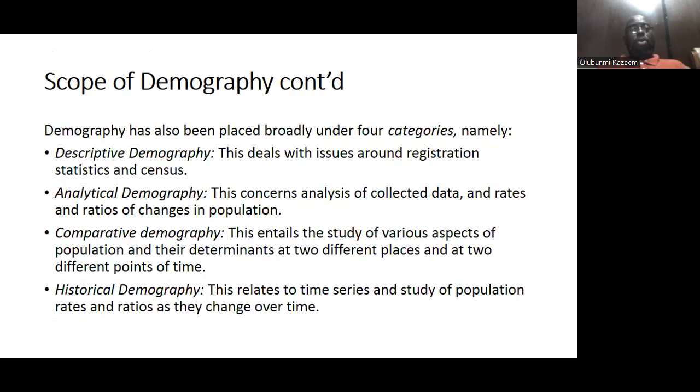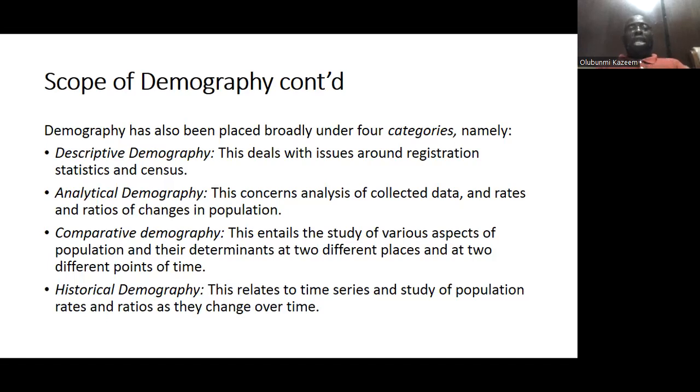All right. So some authors have broadly classified the scope of demography into four categories, namely descriptive demography, which deals with issues around registration, statistics, and census. So how do you register people? How do we know the exact number of people?